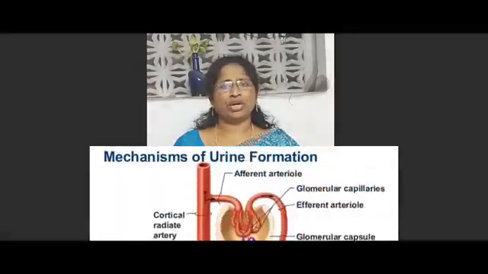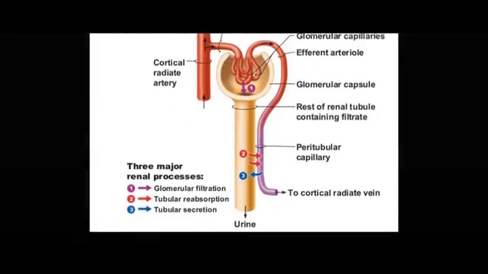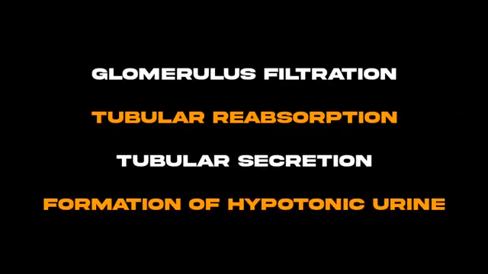Previous class we have discussed the structure of the nephron. Today our topic is the mechanism of urine formation. Now let us see the various steps involved in the filtering of blood in the nephron. Formation of urine involves four stages: glomerular filtration, tubular reabsorption, tubular secretion, and formation of hypotonic urine.